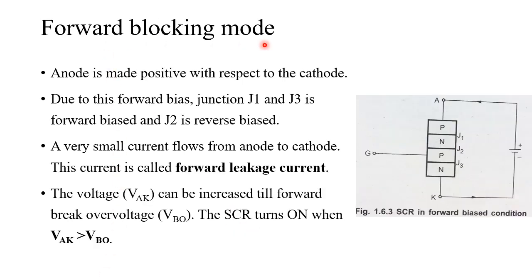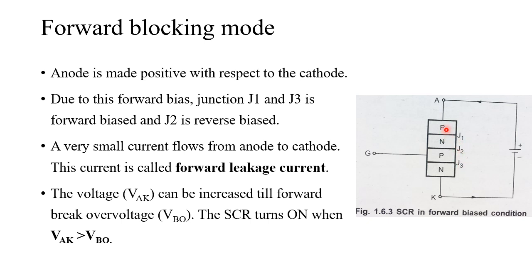During forward blocking mode, the SCR is forward biased, that is P to positive, N to negative. The anode is connected to positive and the cathode is connected to negative. And due to this forward bias, junctions J1 and J3 are forward biased and junction J2 is reverse biased.